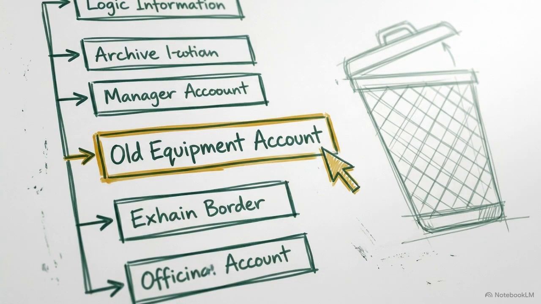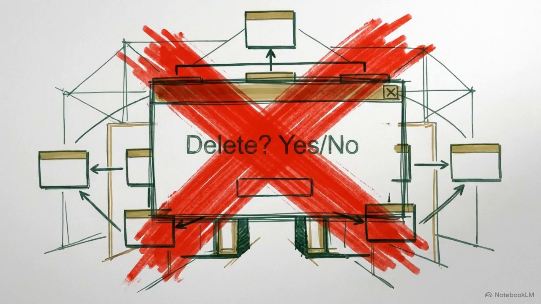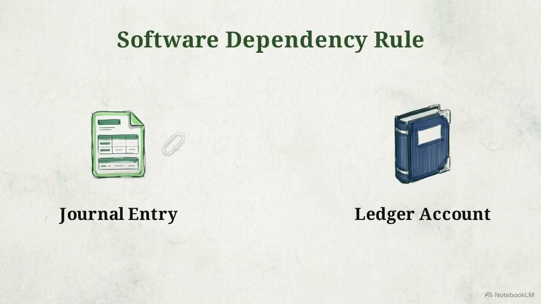To remove an account entirely, you start by opening that specific ledger from within the Single Ledger Alter screen. With the ledger open, press the keystroke shown here, Alt+D. This prompts the deletion confirmation box. Sometimes you press Alt+D and the system refuses to execute the command. This happens because of a software dependency rule.